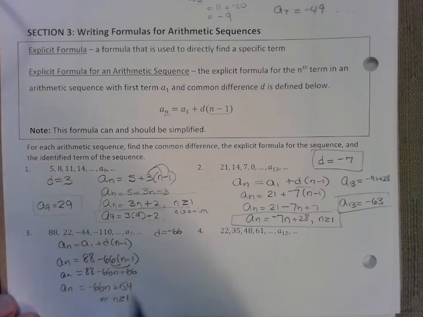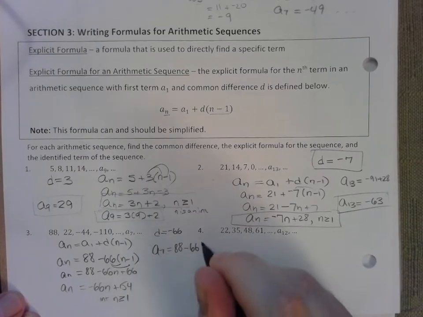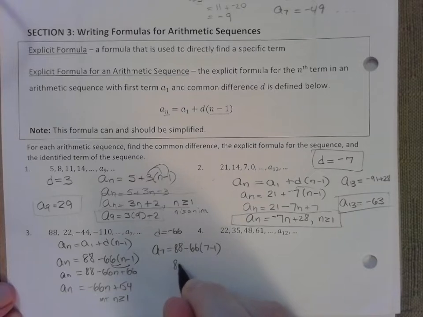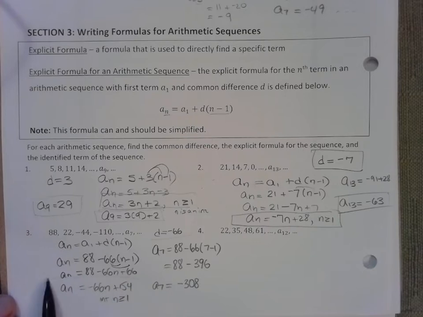Next, we have to find the value of our 7th term. The 7th term can be found by taking the first term and adding our difference 6 times. 7 minus 1 is 6. 6 times 66, that's 396. And what we're going to do is subtract that from 88. The value of our 7th term is negative 308. One more time, our difference is negative 66. Our explicit formula is down below. Our 7th term is negative 308.